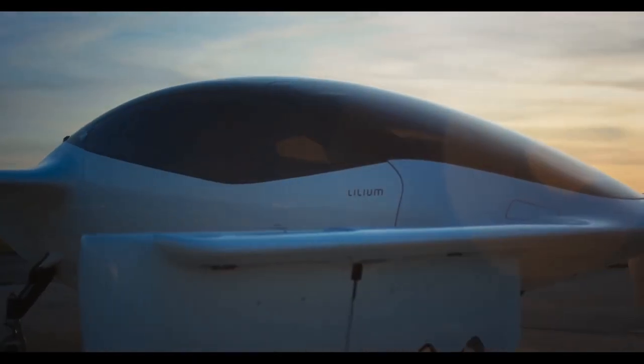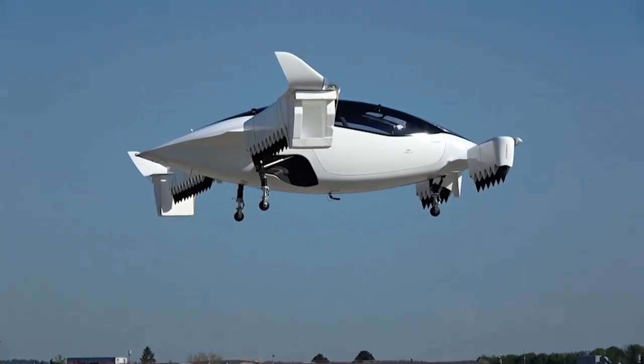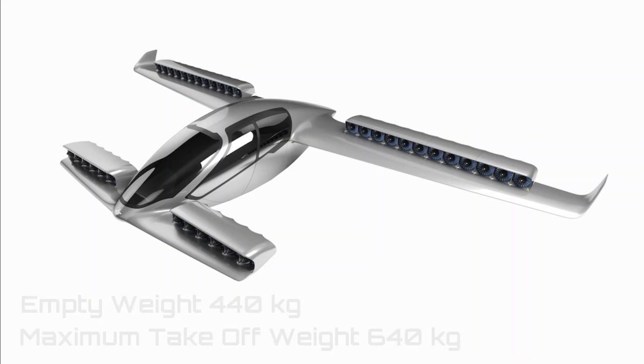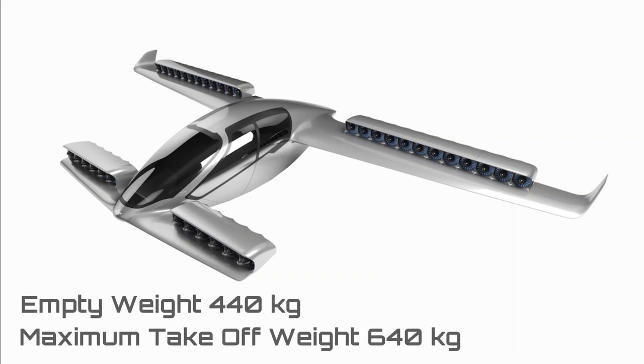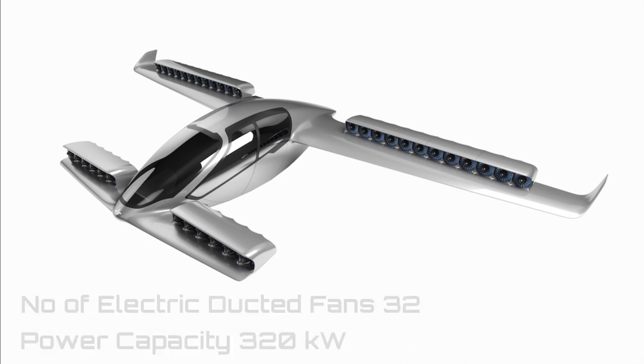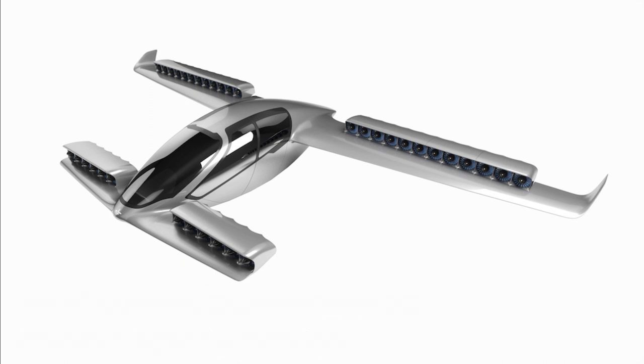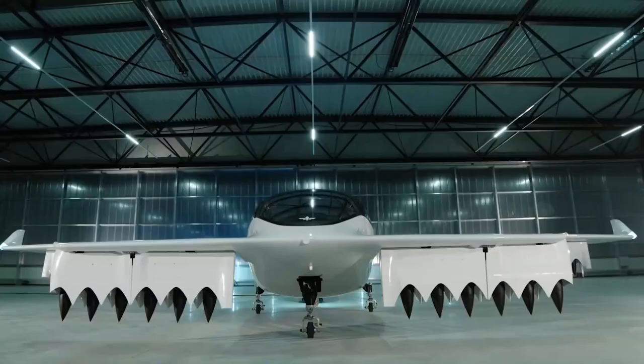Lilium has been very selective about revealing the specs of the aircraft. For the two-seat version, some of the numbers that came out were as follows. The empty weight was 440 kilograms. The maximum takeoff weight was 640 kilograms. This means a payload capacity of 200 kilograms is available for transport. For propulsion, it has 36 EDFs with 320 kilowatts of total installed power capacity. We will evaluate if these numbers are realistic, but first we will look at the propulsion system.